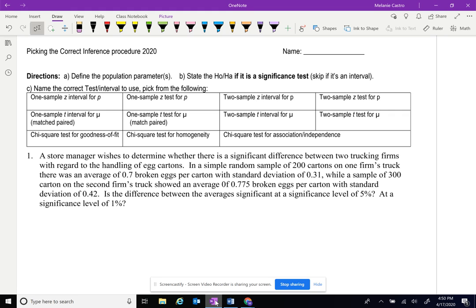Hi guys, we're going to be looking at this picking the correct inference procedure worksheet today. And as you're watching the video, it's going to pause and ask you to fill in your answers. Even though the directions say to first find the parameters, then state the hypotheses, and then name the test, I'm going to have you read through it and look for clues, and then pick which procedure it is first.